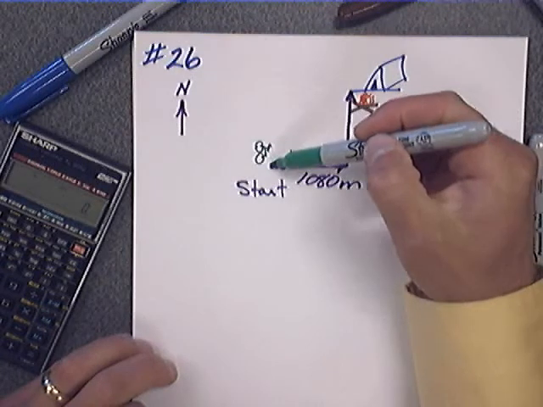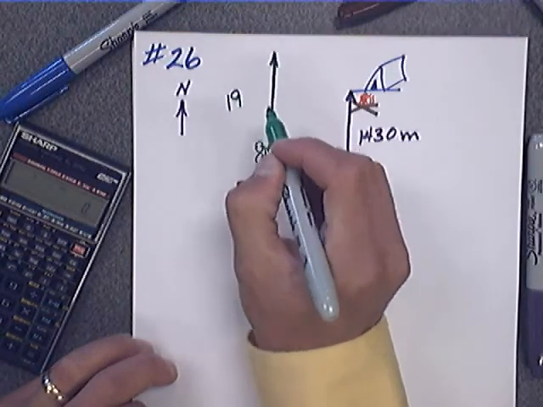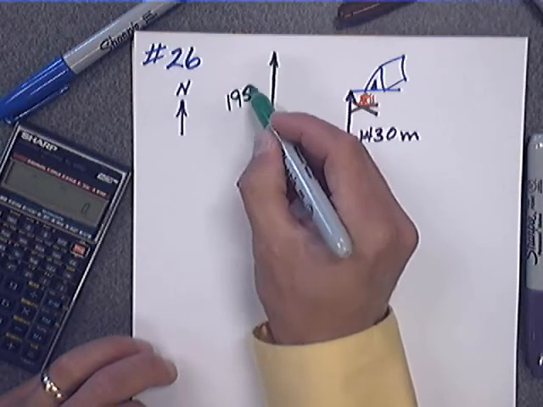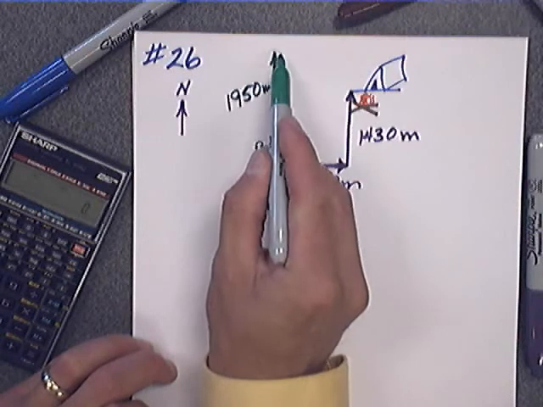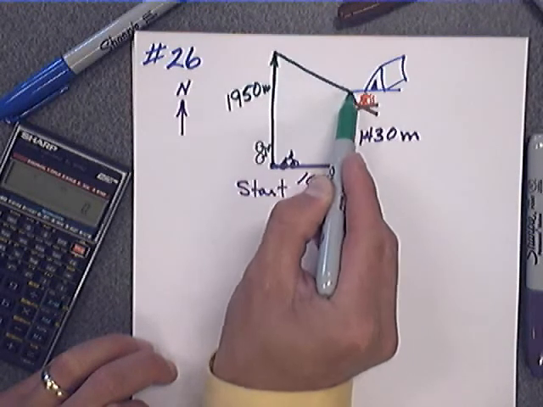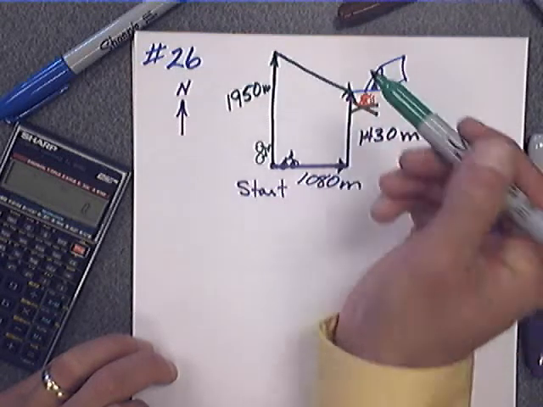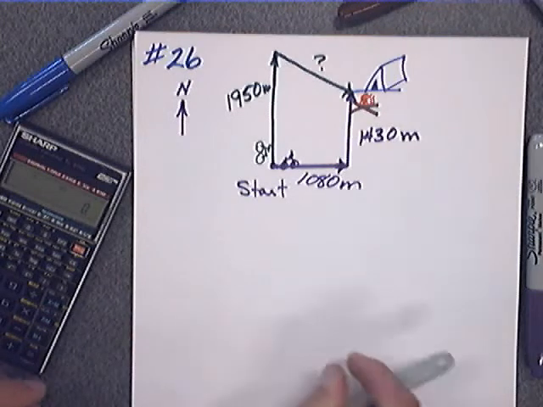Bicyclist B is going to go north first for 1,950 meters. And then the question is, where does he have to go? How far, when he's at this corner, how far is he from the campsite, and at what angle does he have to go? This is what we don't know. So let's assign some variables here.